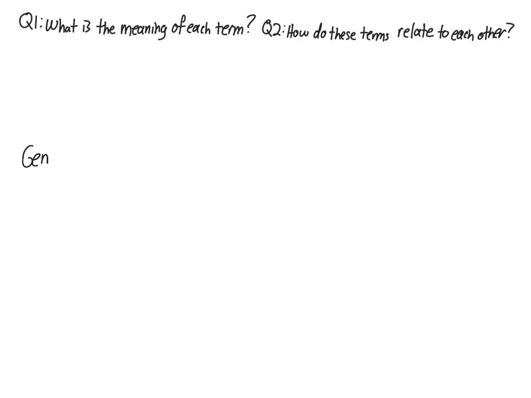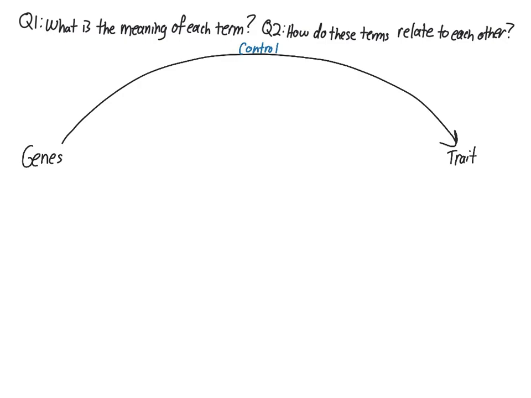So different genes can control different traits. And again, the gene that we're considering here is the HBB gene, and the trait that it controls is red blood cell shape. And next we're going to see how it does this.